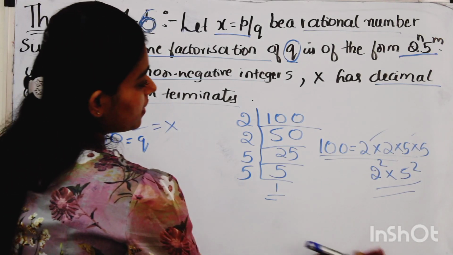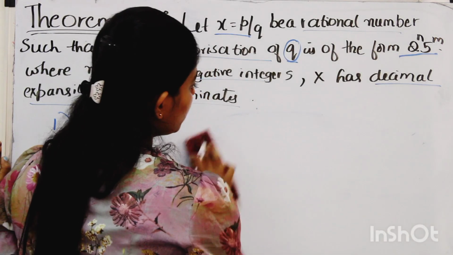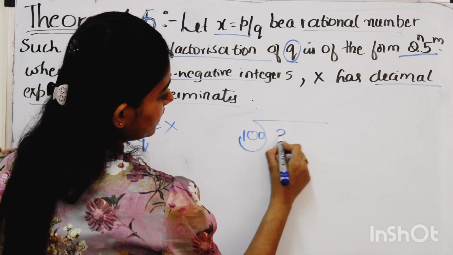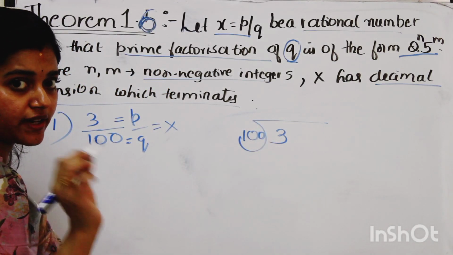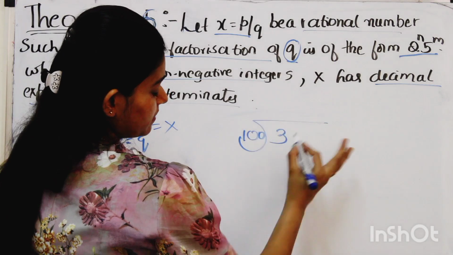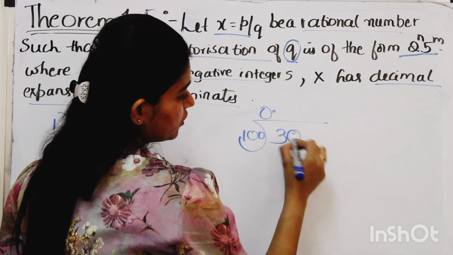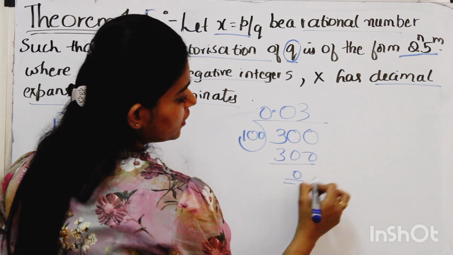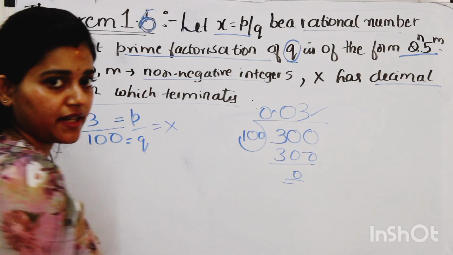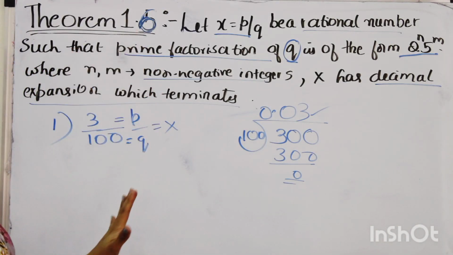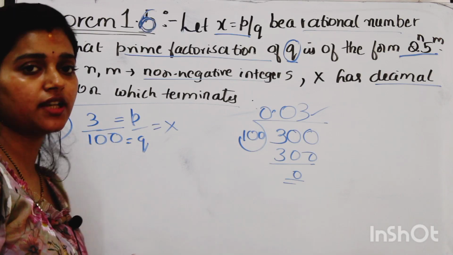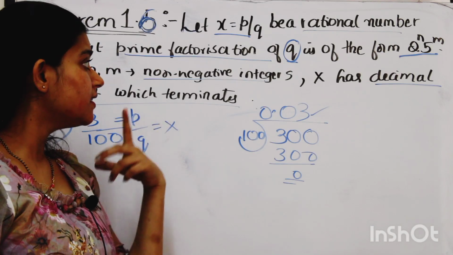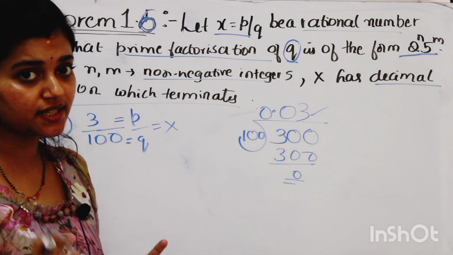So what is the rational number we have? We have 3 by 100. Now check its decimal expansion. Divide 3 by 100. Terminating means you get remainder 0 and there is an end for the decimal expansion. So take 0.0 and again take 0. So 300, 3 is there. What is the remainder? 0 is the remainder and it is terminating. So now we understood what the theorem is. In total we say that for a rational number where p and q are co-prime, if it terminates, then q's prime factorization is what?